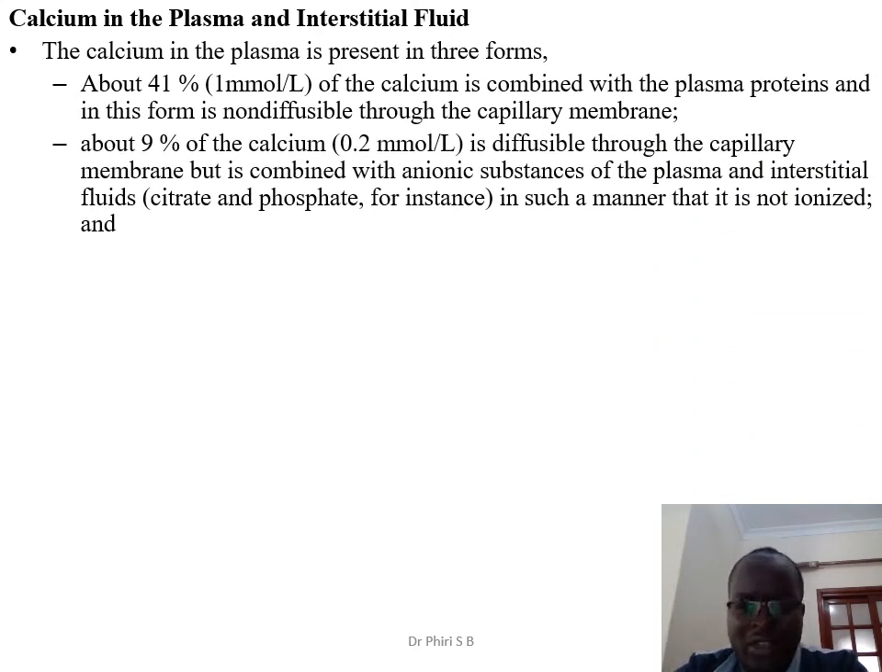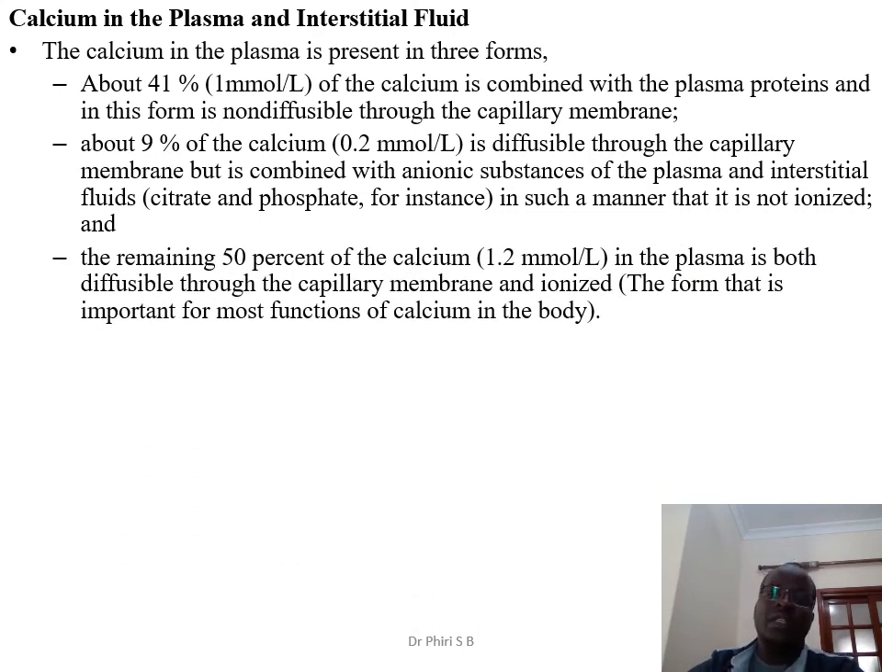Then we have the 9% of calcium, which is diffusible through the capillary membrane but is combined with anionic substances in the plasma and interstitial fluid, such as citrate and phosphates. These are negatively charged ions. So the calcium that is bound to these negatively charged ions is diffusible, but it's not ionized calcium. The remaining 50% of calcium, giving a concentration of 1.2 millimole per liter in the plasma, is both diffusible through the capillary membrane and ionized.